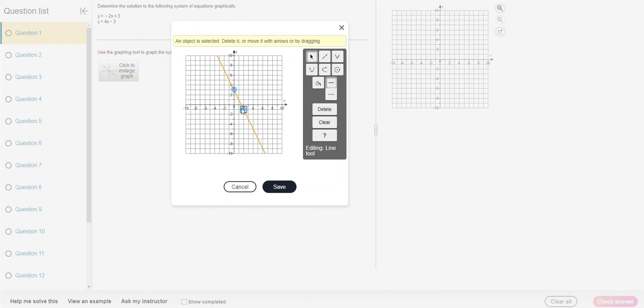I used 2 of them, but there's an infinite number. All these points on that orange line are solutions to that first equation. Now I want to graph that second equation. So let's do the same thing.